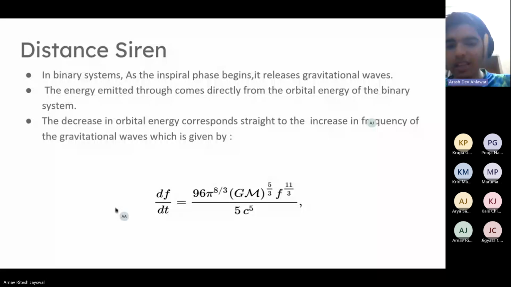As we see, there's a cursive M here. What's that? We'll discuss that. G is the gravitational constant. f is the frequency. Now you see the change in frequency with time is dependent on frequency. That tells us there is a collapse. As it comes closer, the rate increases, and as it comes closer, it increases further. So it's leading to a collapse, which results in a very big explosion, like a kilonova. c is the speed of light. So the variables in these terms are cursive M raised to power 5 by 3 and f raised to power 11 by 3. f is the frequency. What's cursive M?